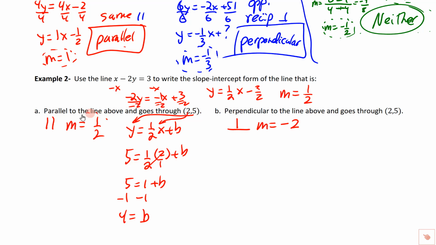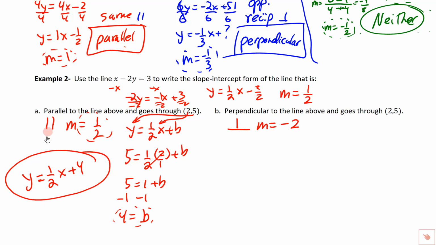So we've got the slope, and we've got the y-intercept. So this is going to be y equals 1/2 x plus 4. That's the equation that's parallel. Okay, so there's our parallel one. Now, for perpendicular, let's take a look.